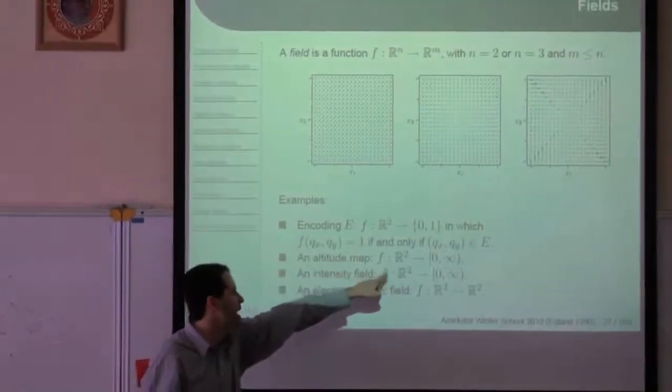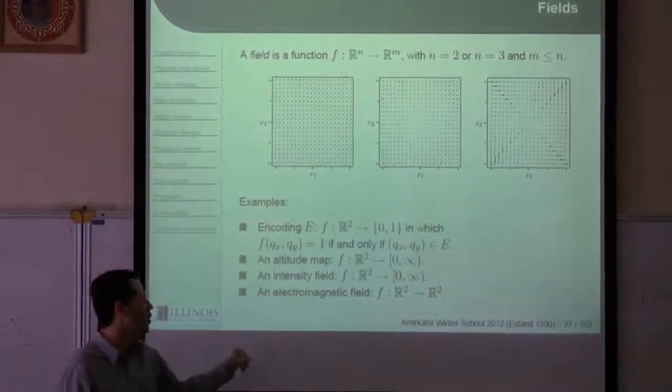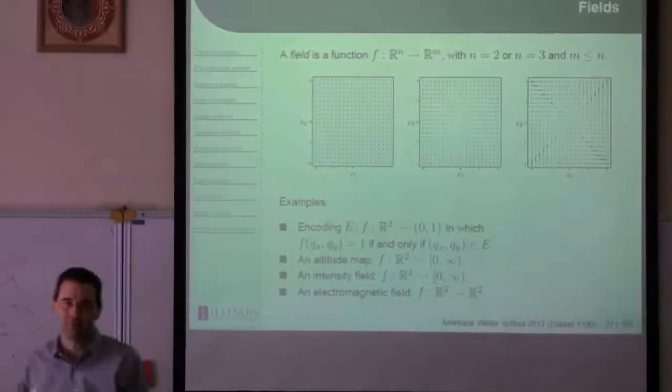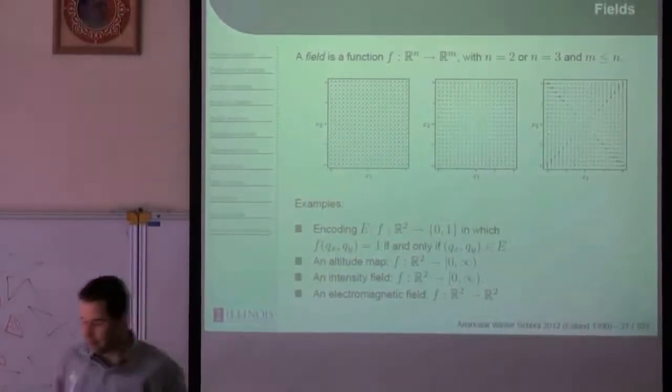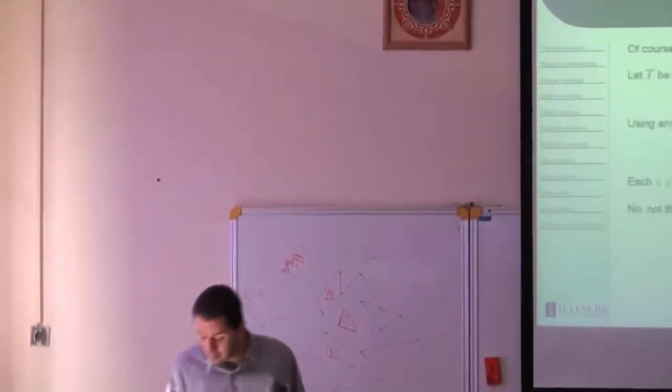You could have an altitude map. You just give a real value for every position. Or an intensity field could look like that. Or you might have an electromagnetic field. Maybe it gives a 2-dimensional vector at every place. Of course, in the real world, it gives a 3-dimensional vector at every place. Or if you're a physicist, it gives even more complicated things.